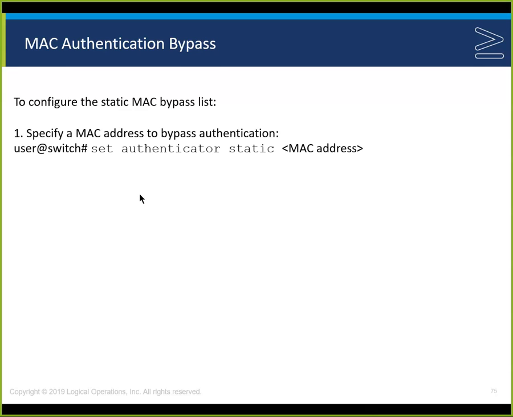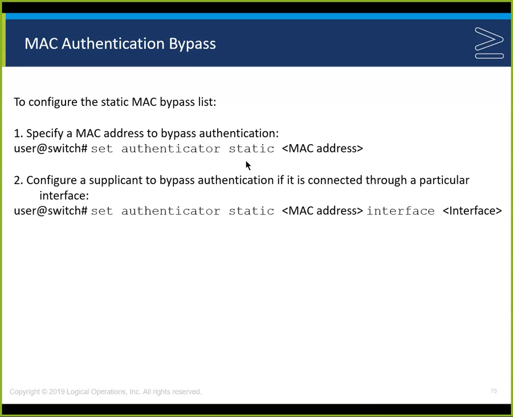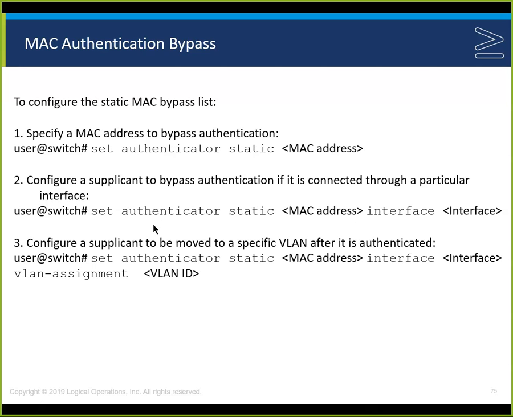connection. The MAC authentication bypass is to set the MAC address to bypass the authentication if we want to do that, which means that if your MAC address is in the list, you're golden, you're going to get authenticated. So we're going to set the authenticator static, and configure the supplicant to bypass the authentication. If it's connected through a particular interface, set the authenticator static to the MAC address and the interface. That's going to happen here, and this is on the switch.